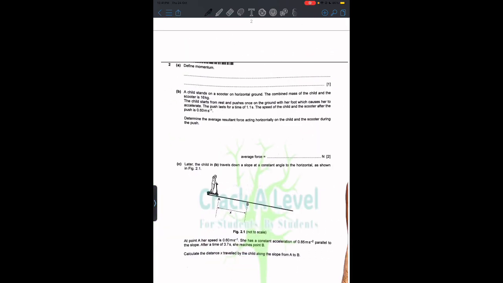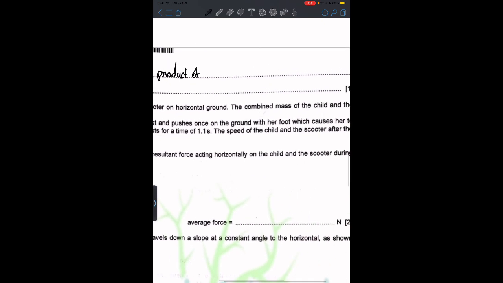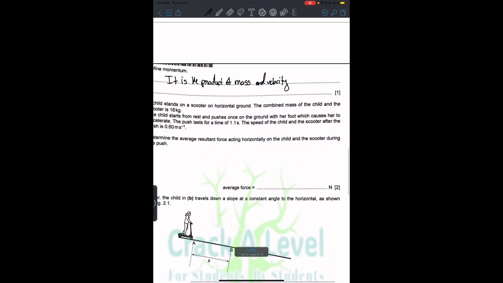Okay, moving on to question number 2. It says define momentum. You could just say that it is the product of mass and velocity.